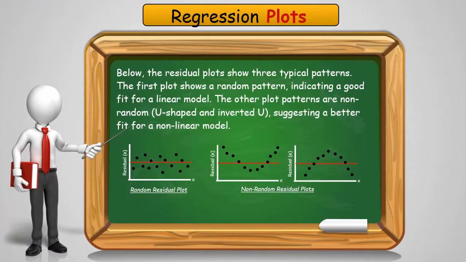Some examples of what you might see are plot patterns. What we saw was a random residual plot, some above, some below, no constant distance. Non-random residual plots will tend to be curvilinear, and you'll tend to see them in either a U-shape or an upside-down U-shape. And that suggests that a curvilinear approach is a better solution.